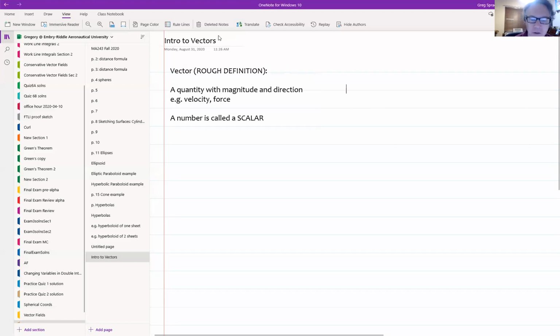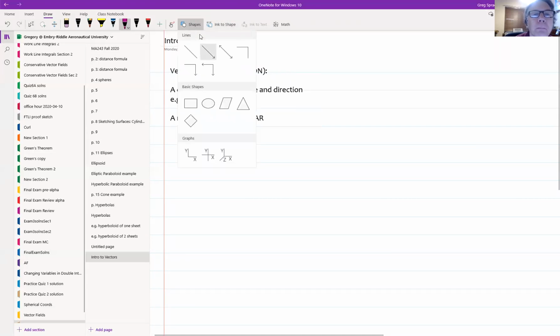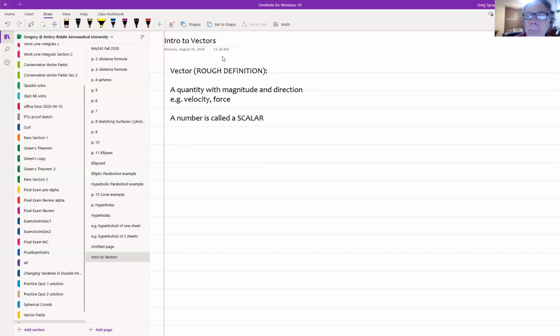Okay, so when you sketch a vector, this vector is sketched as an arrow. Oh, and it's purple, that's nice. And the name of the vector is either in boldface or has a vector symbol.